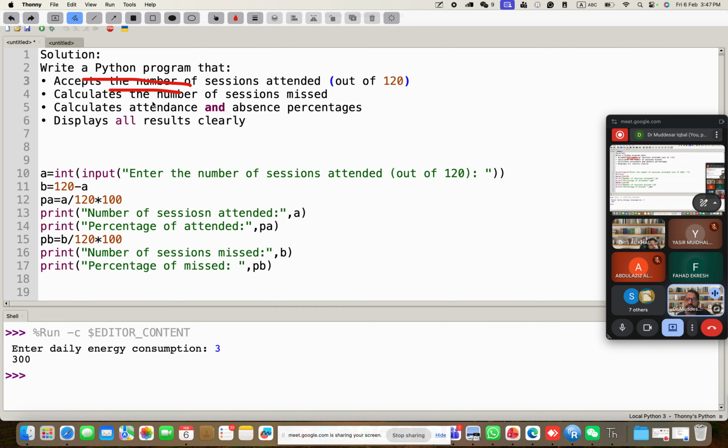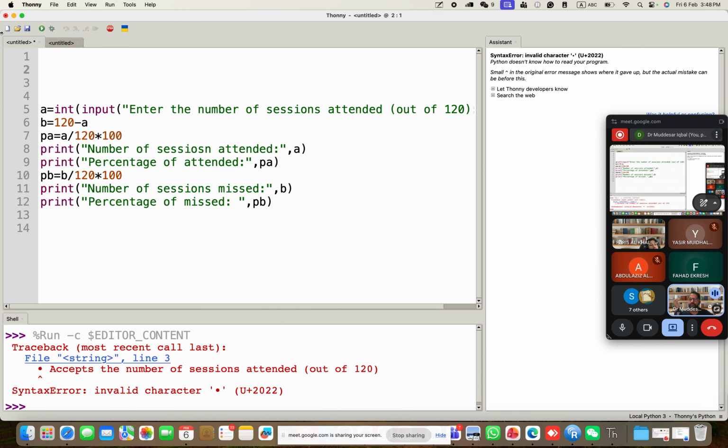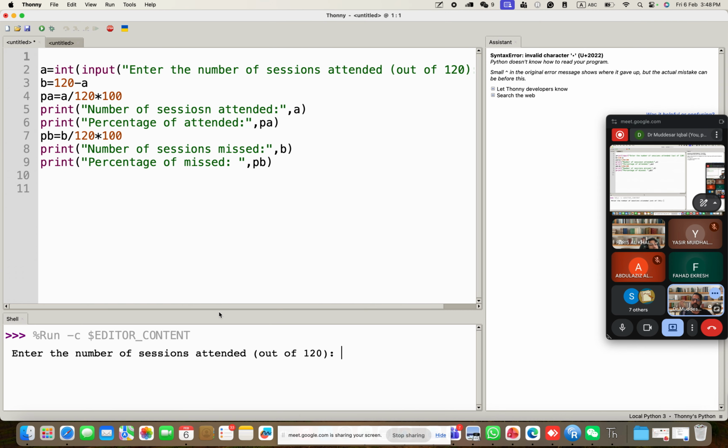Now what is left is calculate attendance and absent percentage, and then display all the results, which means display number attended, number missed, percentage attended and percentage missed. Now you need to just calculate the percentage. So percentage attended is equal to A divided by total number multiplied by 100. That's the percentage formula. And then you need to display all these results, and let's see if this is correct or not, and then I'll come back to you. Let's first see if it's correct or not.